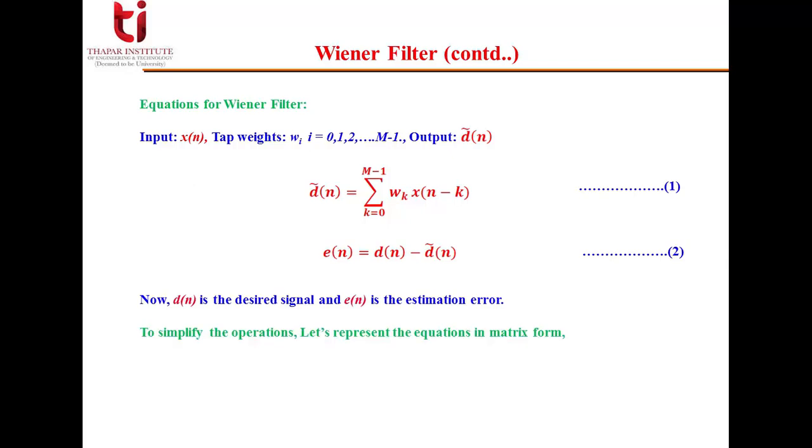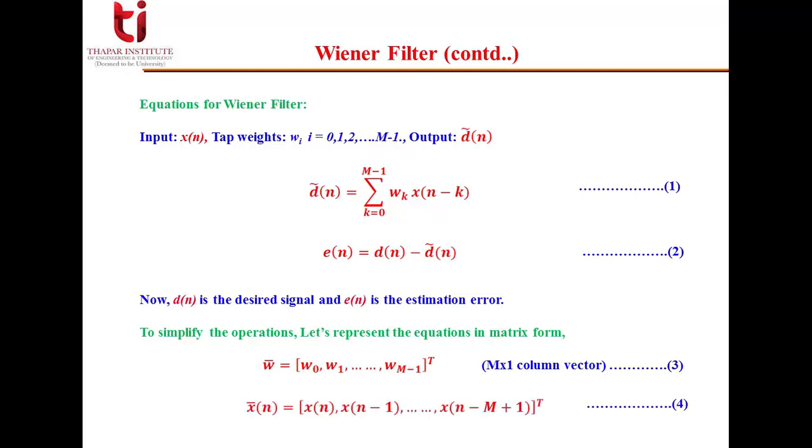Now let's represent this equation in matrix form to simplify the operations. We can say this W vector is nothing but the m cross 1 column vector corresponding to the tap weights W0 to Wm minus 1. Similarly, this x vector n is again an m cross 1 column vector of present and past values of the input, that is xn to x of n minus m plus 1.